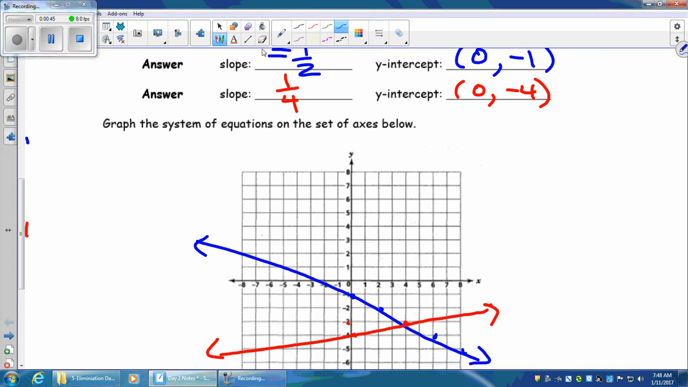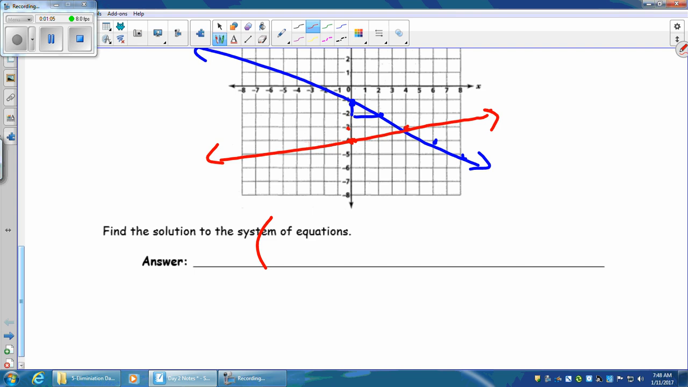Our slope is -1/2. Our y-intercept is 0, -1 for that first line, so I put 0, -1, and I went down 1/2. For the other line, it was 1/4 and 0, -4. So I started down here at 0, -4, and I went up 1/4. What is that coordinate that they're touching? To me, it looks like it's 4, -3. So hopefully we are confident with that by now, because that's old.